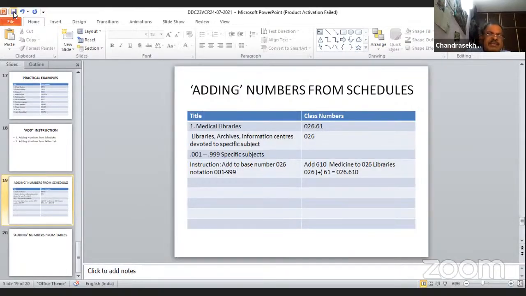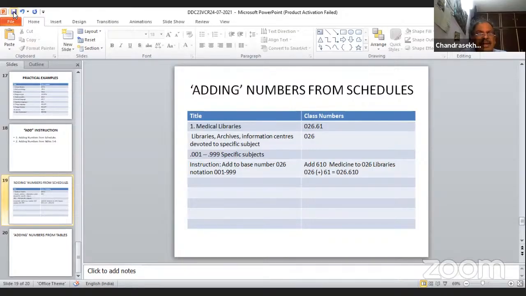Government libraries, there is a number 027.5 or so. 027.7 is for university libraries, college libraries. 027.8 is school libraries. 027.2 is rental libraries, private libraries. Like that, they have given general libraries. They have listed them there, but they have not given numbers for the subject libraries for the different subject areas in the schedules of classification under libraries.